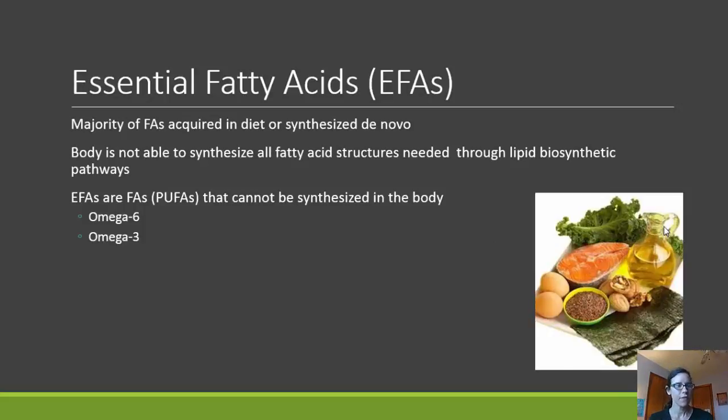Okay, so the vast majority of the fatty acids that we require in our diet for optimal biological processes, we can make de novo. So we can make them in our bodies, and we talked about fatty acid synthesis in our last module. However, the body is not able to synthesize all of the fatty acid structures that we need. The fats that we can't make are called our essential fatty acids because it's essential that we get these fatty acids from the diet. And these are our omega-6 and our omega-3 polyunsaturated fatty acids.